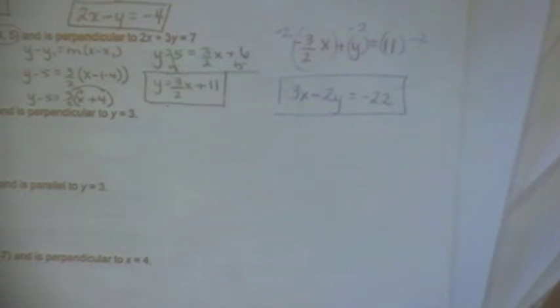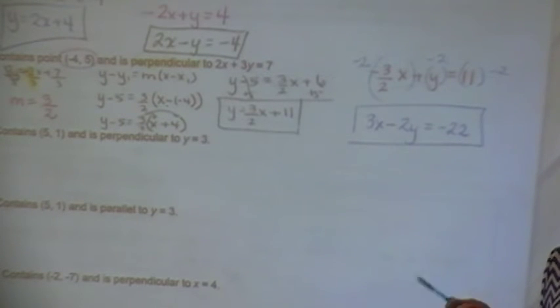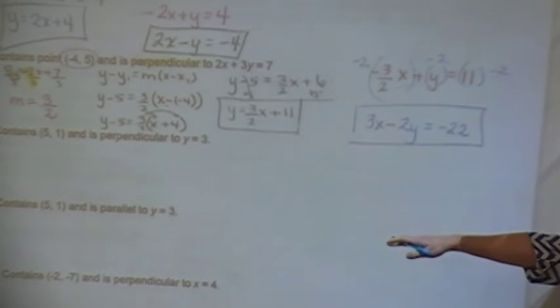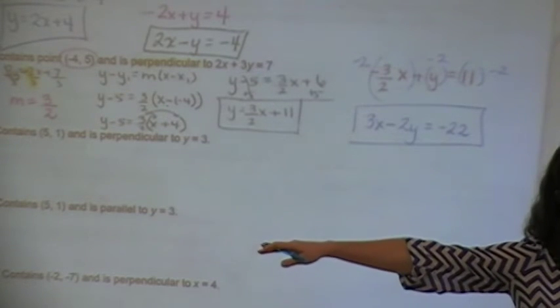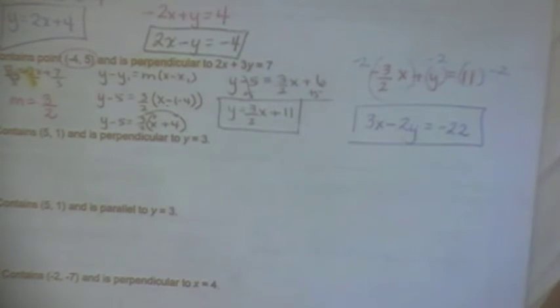Okay, everybody good? So you just made it through the hard ones. The next 3 are really easy. First of all, they give me a point, and then they say it's perpendicular to y equals 3. Well, if they say y equals 3, what kind of line is it? Horizontal, which means a perpendicular line would be vertical. Vertical lines are x equals a number.